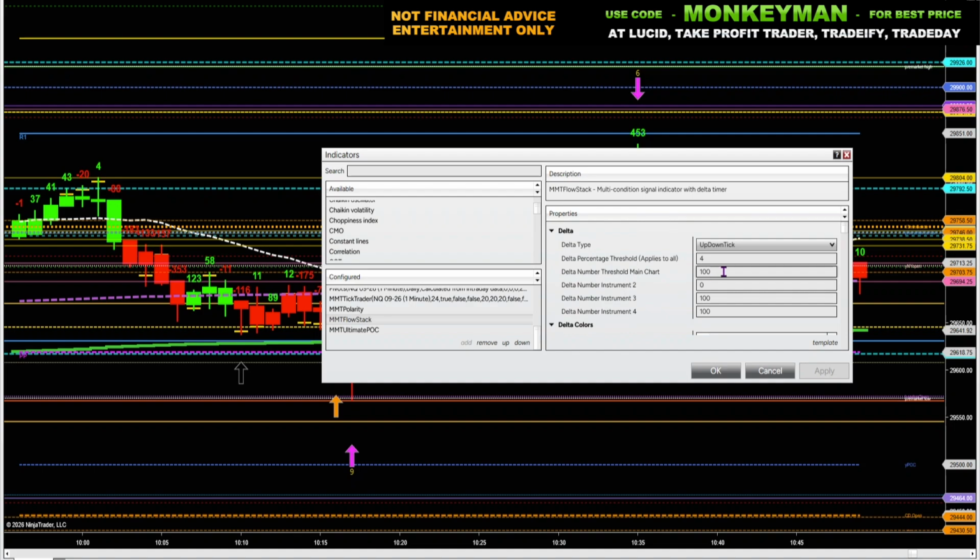And again, this level would just be something that I would use for the New York Open. I would not use this threshold for the Asian session or the London session. And I would also use a different threshold on different time frames or different instruments.